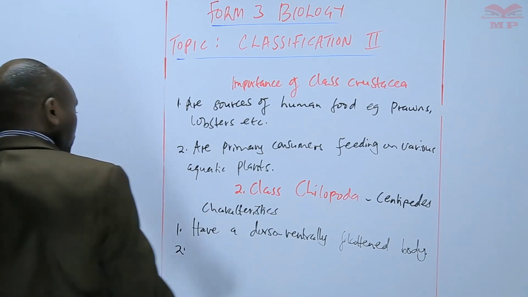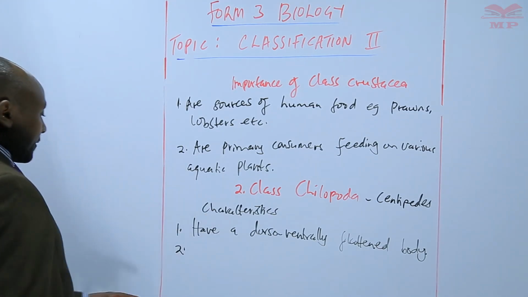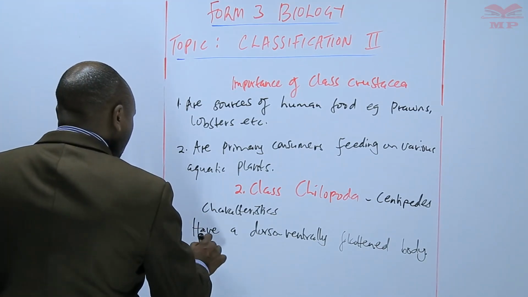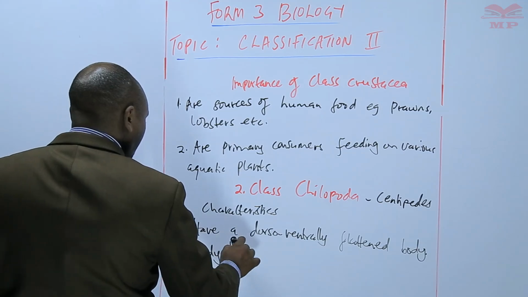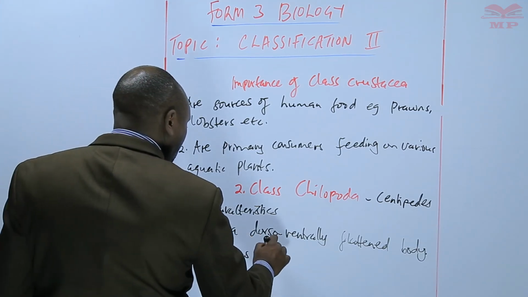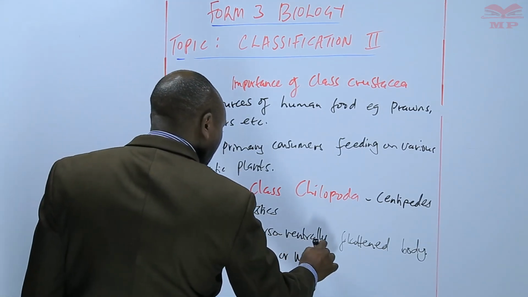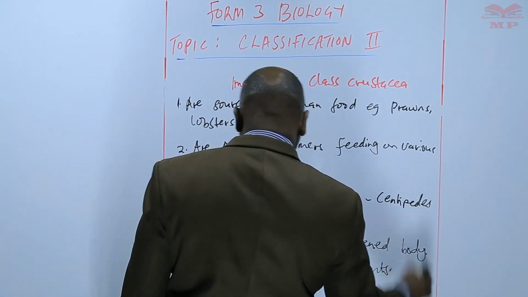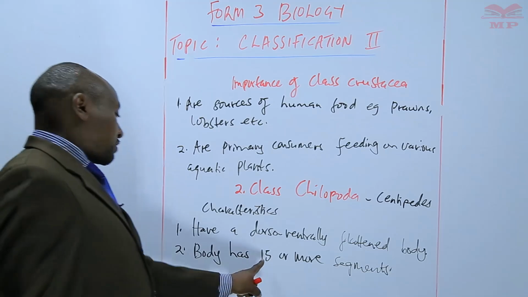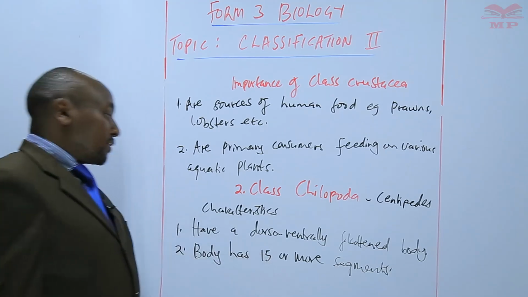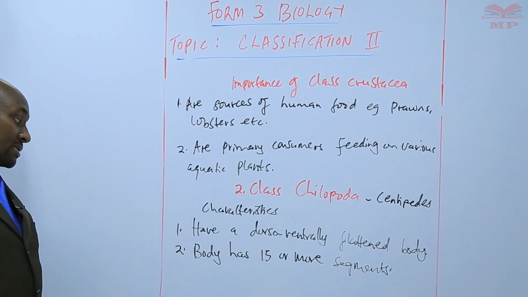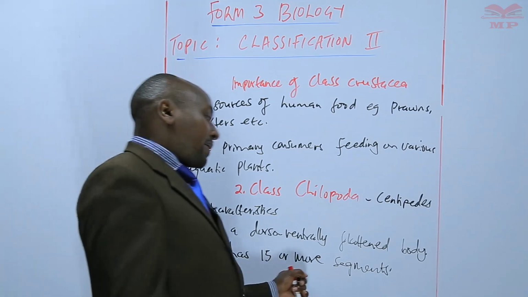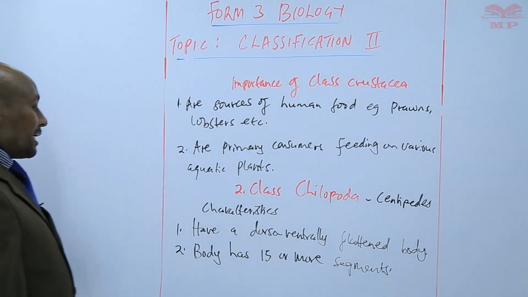Number 2 is that their body has 15 or more segments. Their bodies consist of 15 or more segments. So basically they have many segments, not a specific number, but a large number relatively.